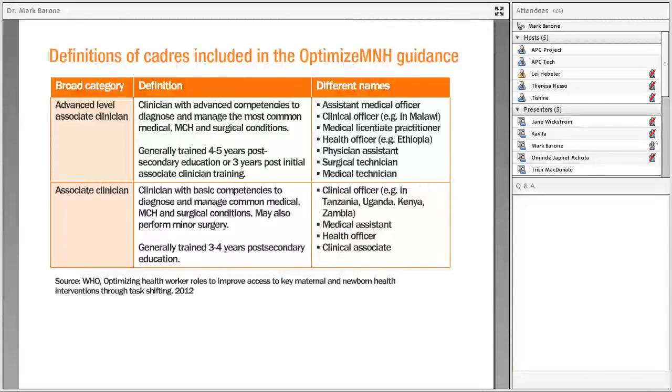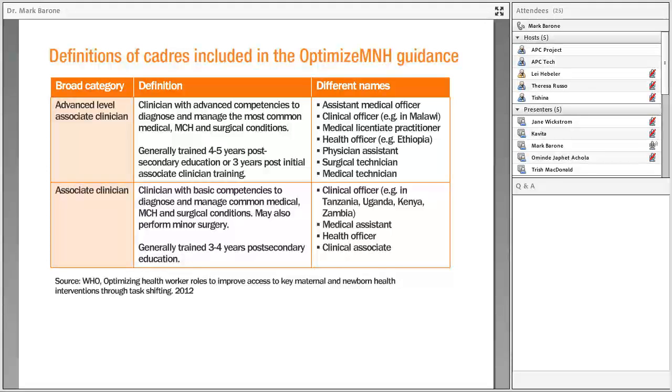This table comes from the 2012 WHO guidelines I mentioned, and it gives some detailed information about advanced level associate clinicians and associate clinicians. The advanced level ones are non-physicians who generally have 4 to 5 years post-secondary education. An associate clinician, on the other hand, is a non-physician with less training, generally 3 to 4 years post-secondary education. While the advanced associate clinicians typically perform a variety of surgeries, associate clinicians generally would only perform minor surgery, if any.